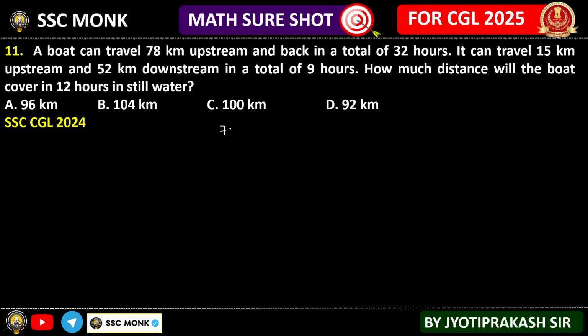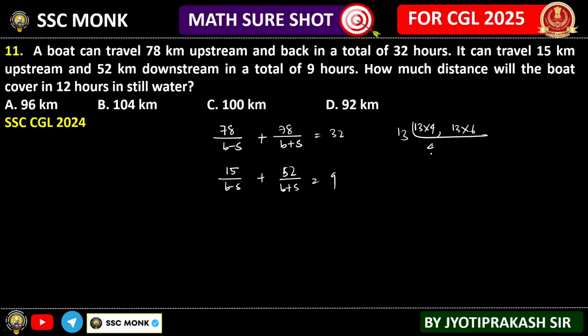So 78 kilometer upstream, that means boat minus stream, plus 78 downstream, that means boat plus stream, is equal to 32 hours. Travel 15 kilometer upstream plus 52 kilometer downstream is equal to 9 hours. Now see, 78 and 52, they both are multiples of 13. So it can be written as 13 into 4 is 52, 13 into 6 is 78. LCM: 13 gone, 4 and 6 remaining, 2 2s are 4, 2 3s are 6. So the total LCM is equal to 13 into 4 into 3.